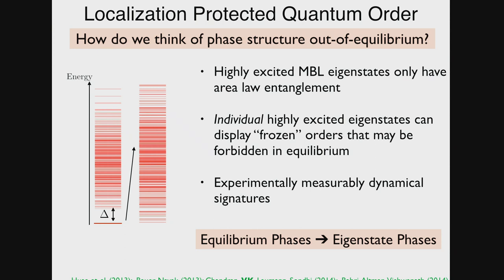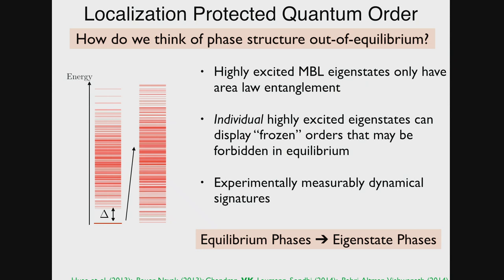Because now this requires thinking about phase structure in this out-of-equilibrium context. We no longer have access to this density matrix. But what you can do is use the single eigenstate equilibrium ensemble that we had talked about. Individual eigenstates. And you can ask whether individual eigenstates show patterns of order. And indeed, what you find is that because these highly excited MBL eigenstates only have area law entanglement, they're not these very fluctuating thermal hot states that you usually associate with infinite temperature. Because they have this special structure, an individual highly excited eigenstate can display patterns of frozen order that would otherwise be disallowed in equilibrium. And these actually have measurable dynamical signatures.